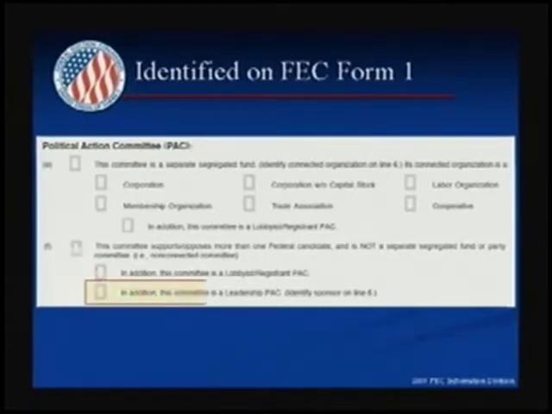Now, the last checkbox that was also added is that committees can now identify themselves as leadership PACs. The reason this was just added is because up until these rules were promulgated, we didn't have a definition of leadership PAC. Leadership PAC was definitely used in the press. It was a term that folks had used informally, but it was never a definition in the regulations. So with these rules, there's now a definition. So leadership PACs identify themselves here on Form 1 with this new checkbox. Okay. Any questions about Form 1?